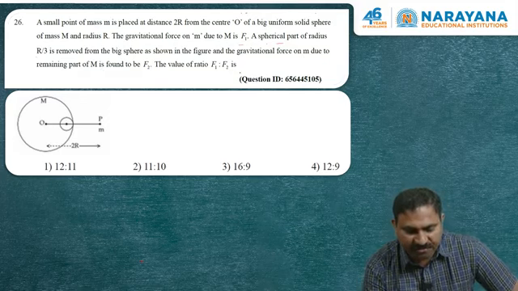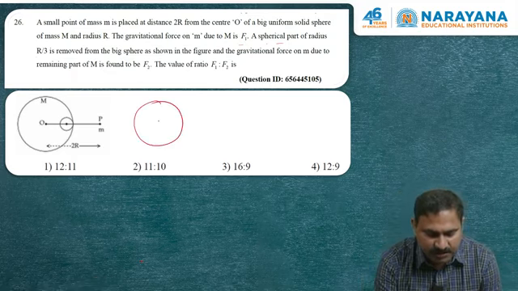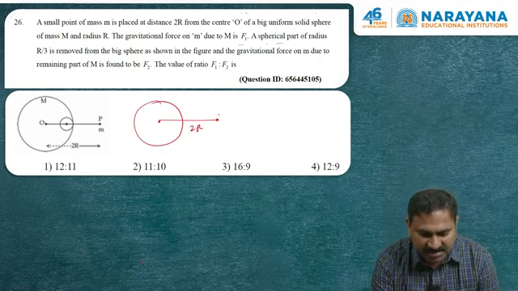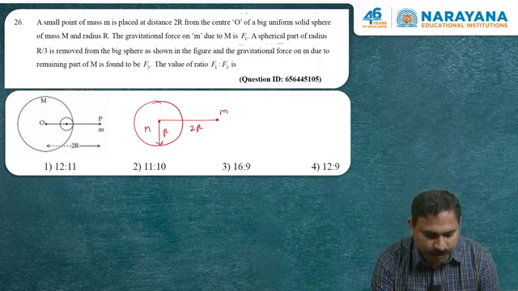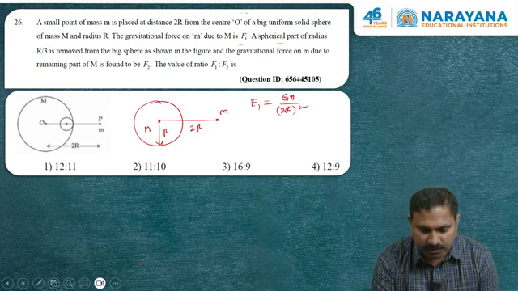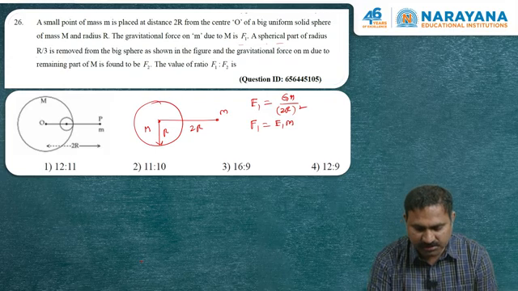The value of F1 by F2 is, first of all, the field due to the original sphere at a distance 2r from the center of the sphere. As it is an external point, the field produced by this can be written as GM by 2r whole square. So, the force experienced is field into the mass of the point mass.